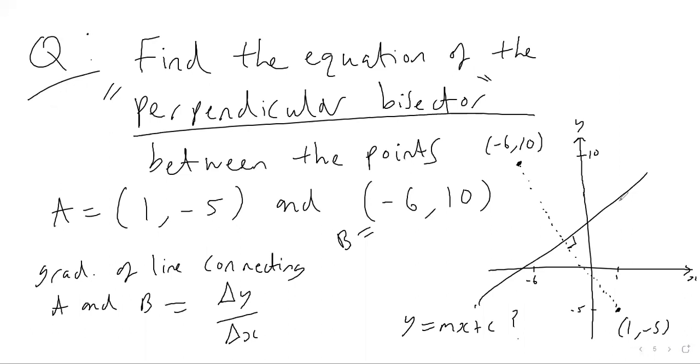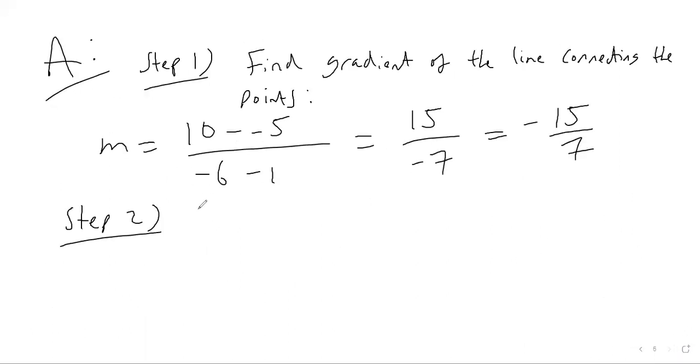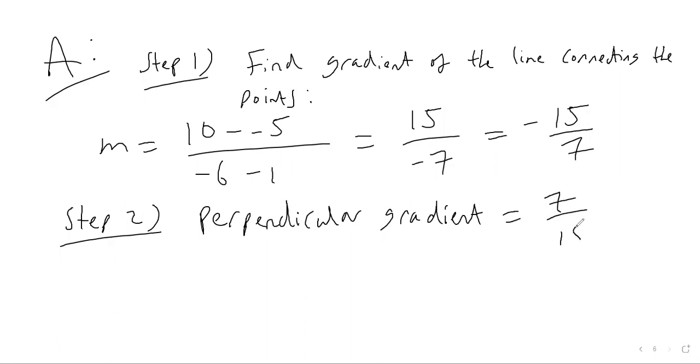We're interested in the perpendicular gradient, this perpendicular line. So therefore we can say that the perpendicular gradient must be the negative reciprocal of this gradient we just found. So flip that fraction upside down, put a minus sign in front of it. We're going to get negative 7 over 15, which is just positive 7 over 15. So we know that that is going to be our gradient.